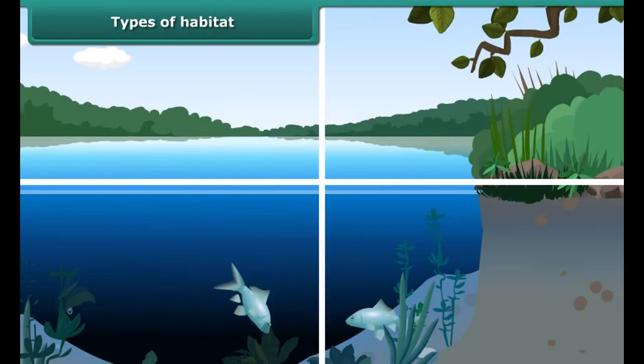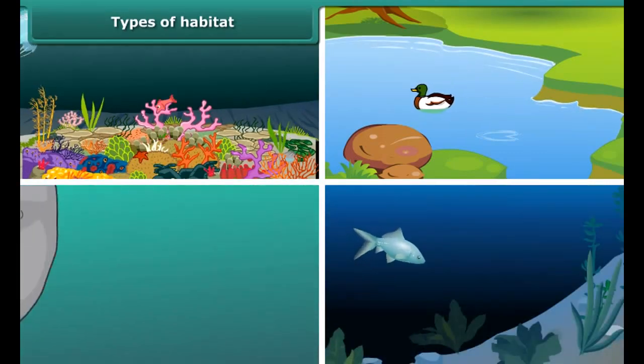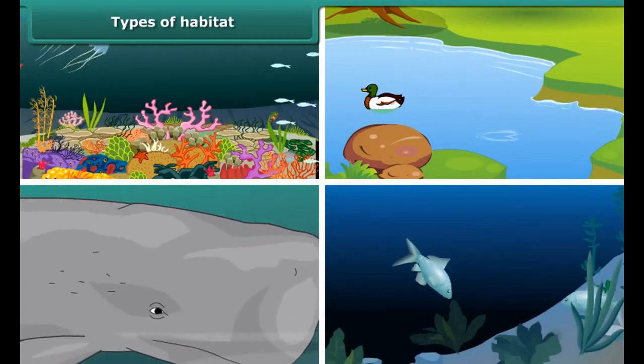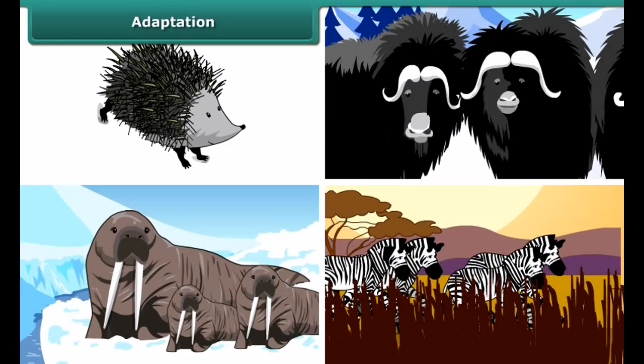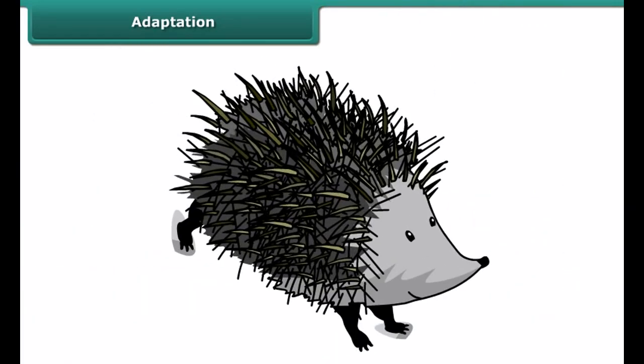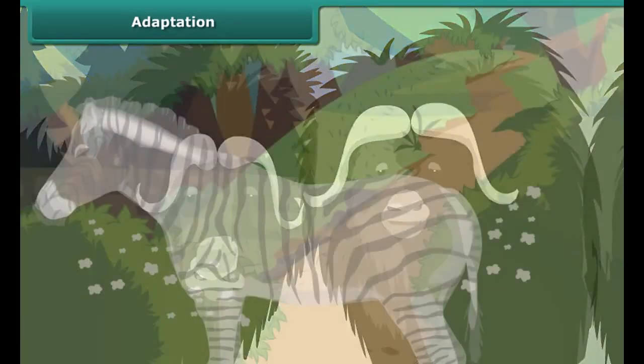Habitat of living organisms found on land is terrestrial habitat. Desert, mountains, forest, and grasslands are examples of this category. Whereas habitat of living organisms found in water is aquatic habitat. Sea, ponds, oceans, and lakes are examples of this category.